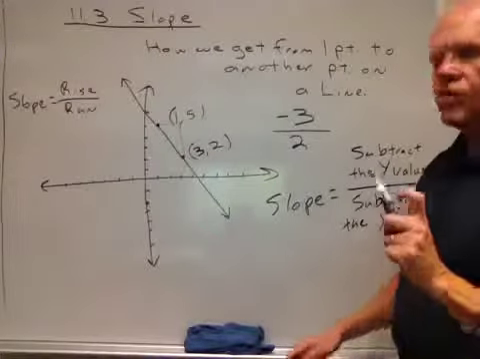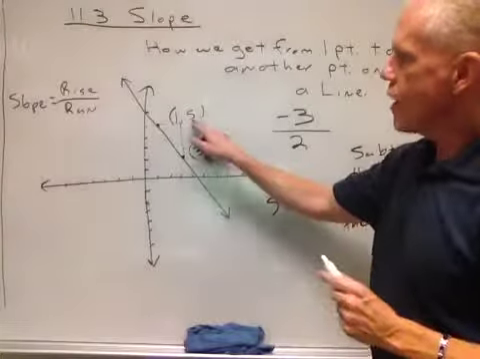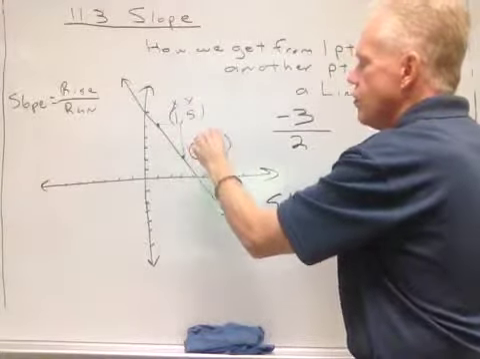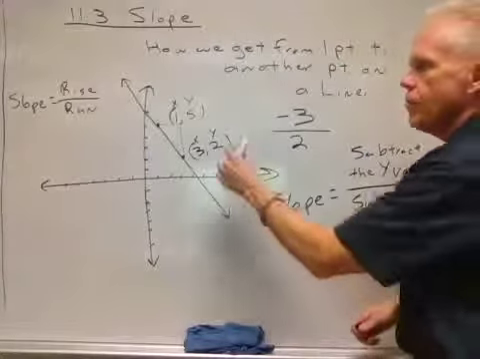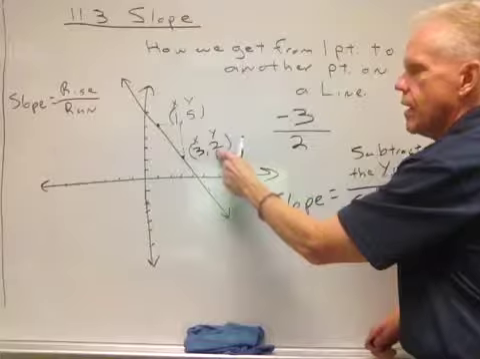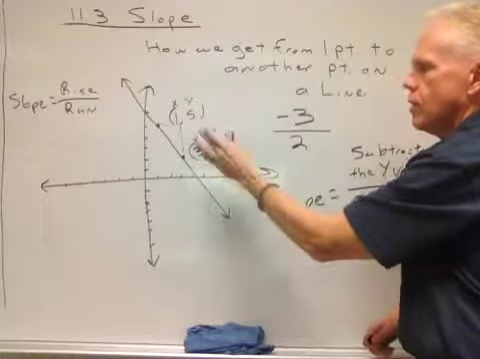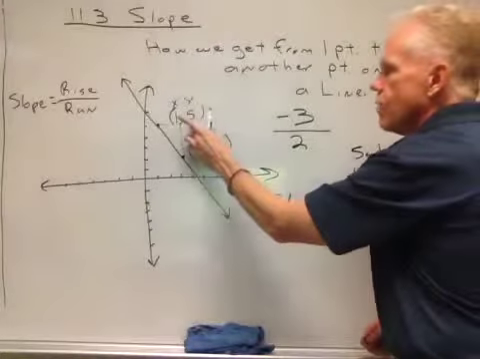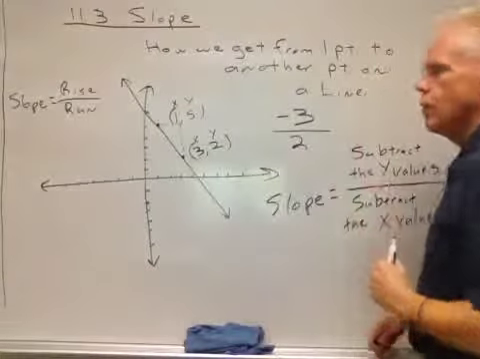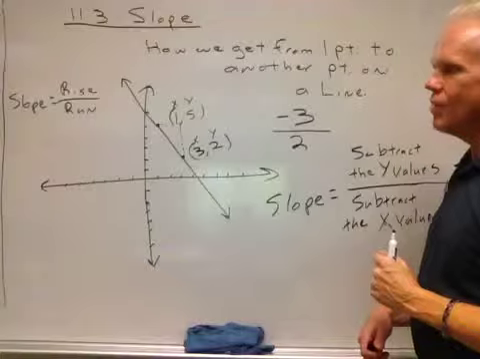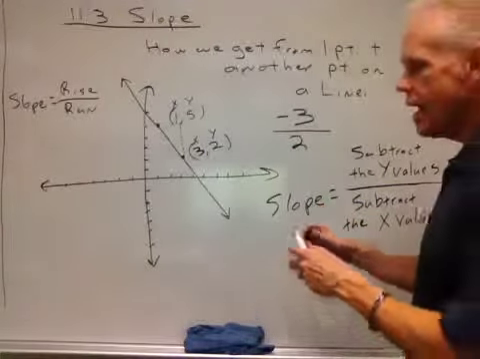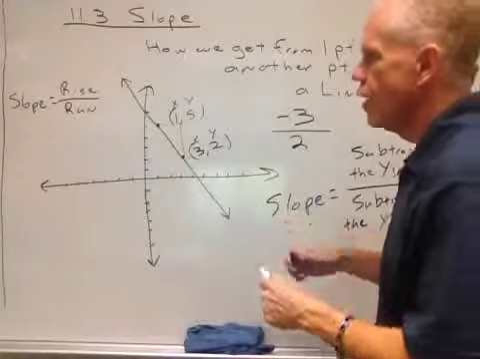All right. Notice this now. This is an x value. This is a y value. This is an x value. This is a y value. Notice what happens here. 5 minus 2. Oh, let's do it the other way. 2 minus 5, negative 3. 3 minus 1, 2. Cool.